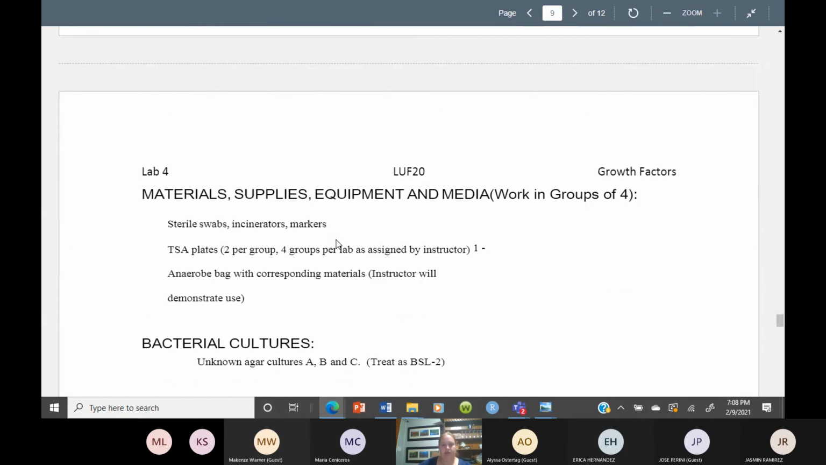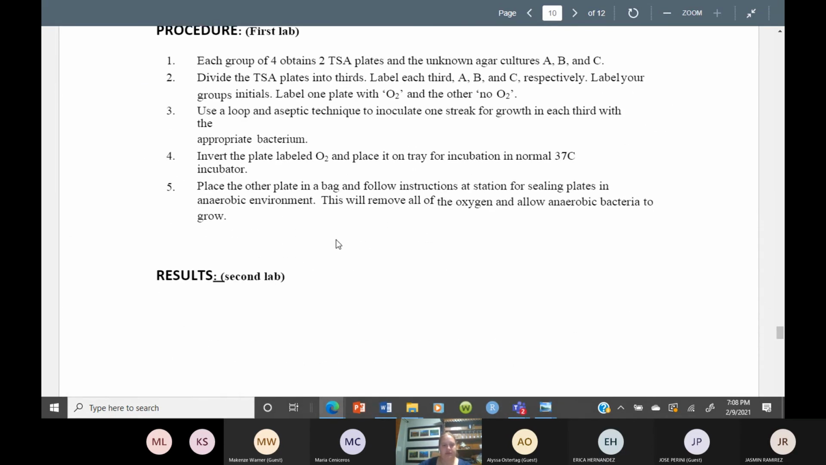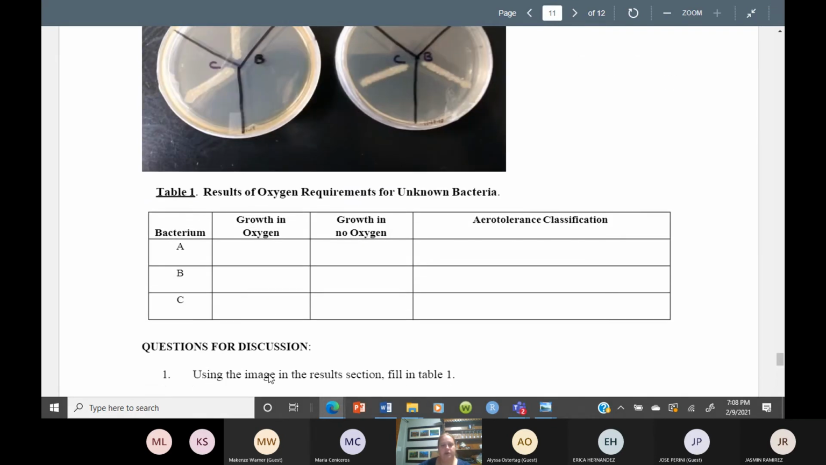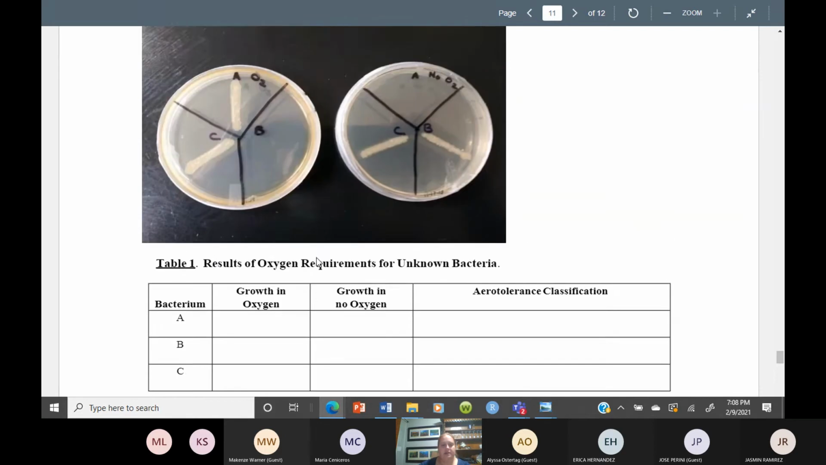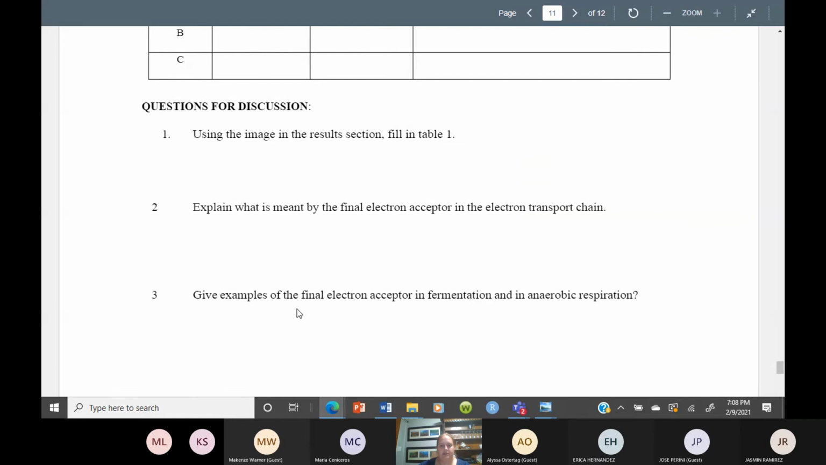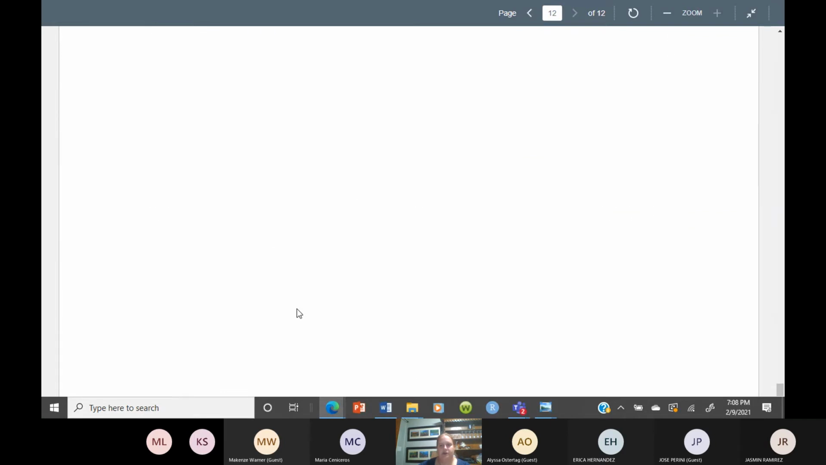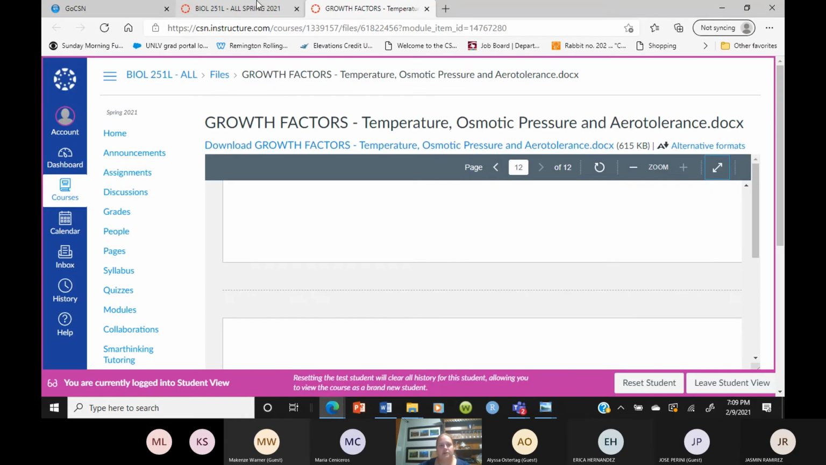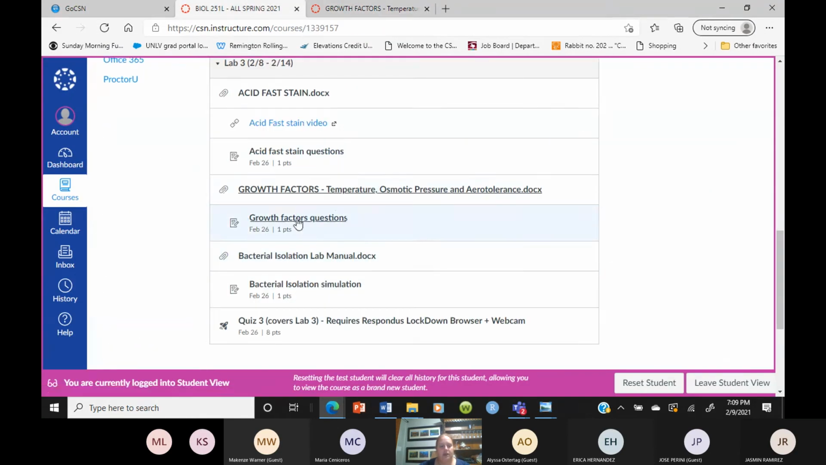Again, make sure you're reading through all of this. I believe there's another experiment down here that shows growth of bacteria in oxygen, so O2, and with no oxygen, no O2. And how to interpret those plates and interpret the results from those plates. So there's quite a few questions to answer for this particular document. Make sure that you're turning those in into this growth factors Dropbox.